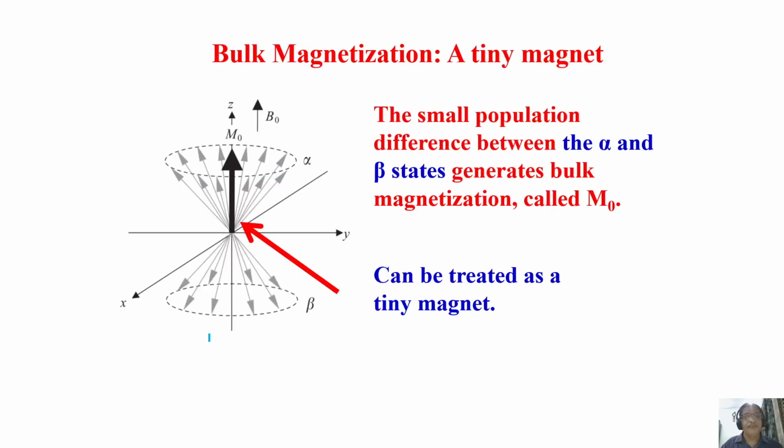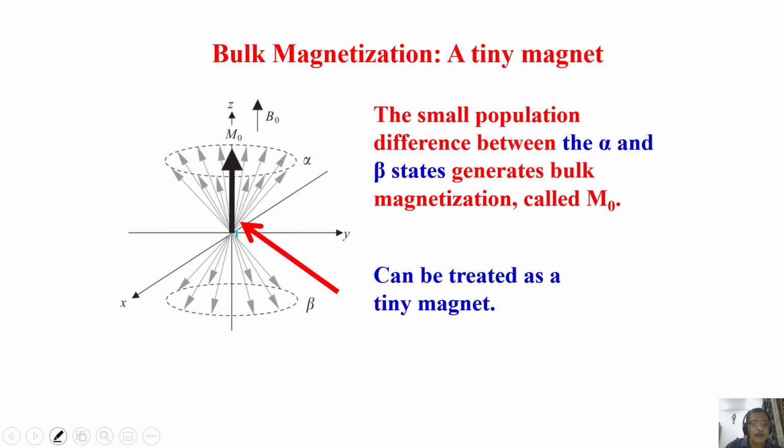In the last class, I introduced a term called bulk magnetization, which I said is the population difference between the alpha and beta spin states. Due to random phase approximation, the mx and my components of each individual magnetic moment in the xy plane get averaged out. As a consequence, there is no magnetization in the xy plane.